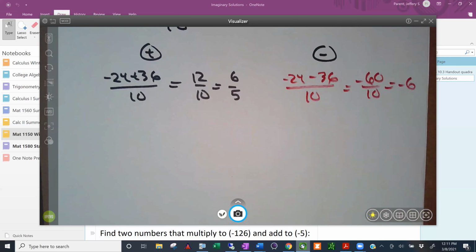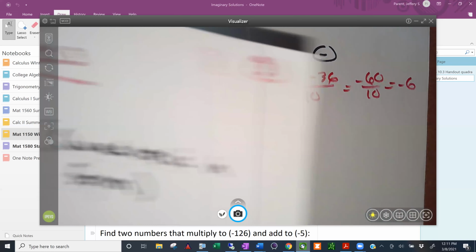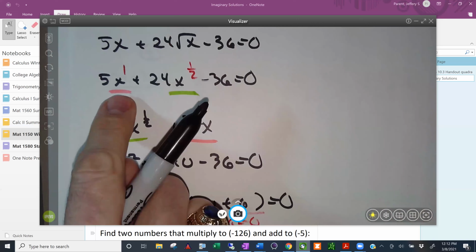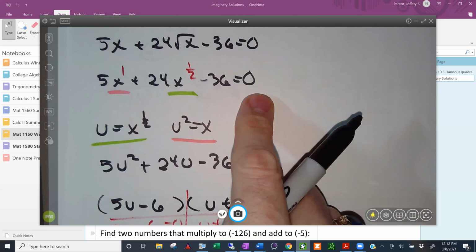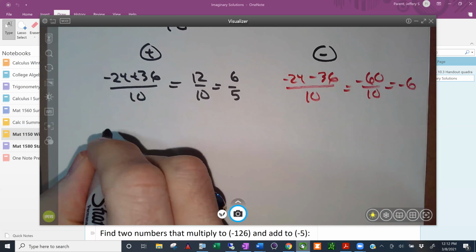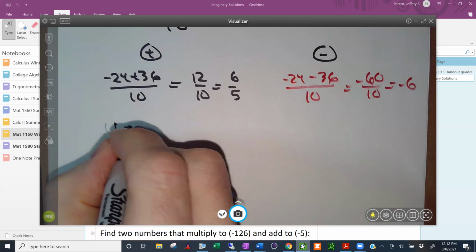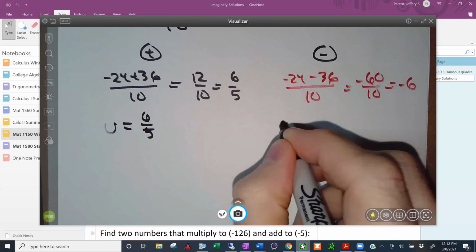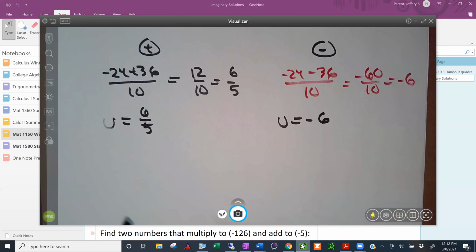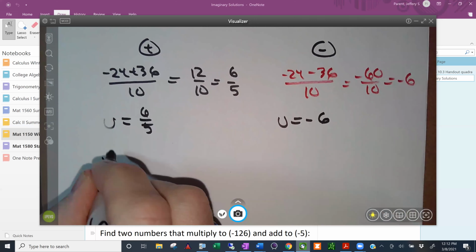Unfortunately, that's not it for our solution, because we didn't start out to solve a problem in u. We had a problem in x. So let me go finish solving this then. We had u is equal to 6/5 or u is equal to -6. But u is just a temporary replacement for x to the 1/2.